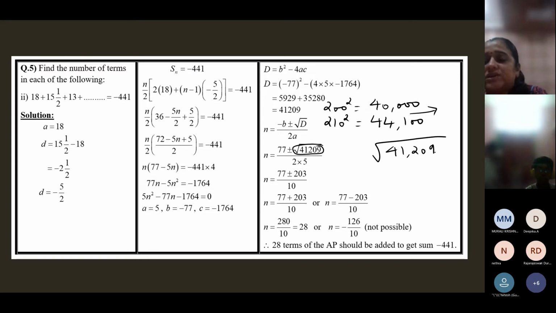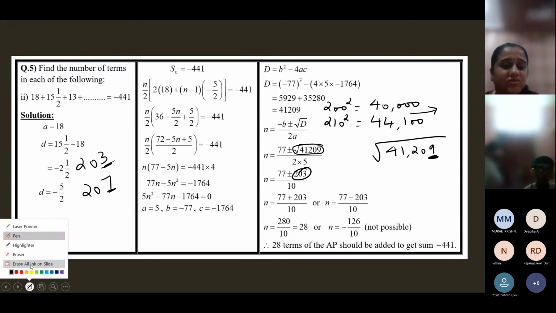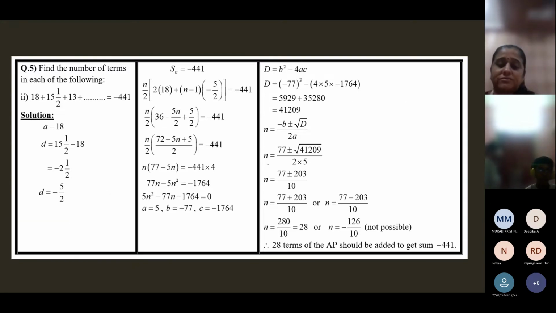But this number ends with the digit 9. So the square root of this number can be 203 or 207, because 3 threes are 9, 7 sevens are 49. Only these can give you 9 in the end. And you see that the square root is 203. So like this, you can also estimate.